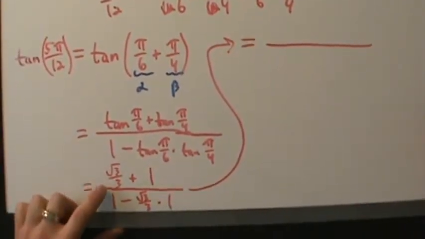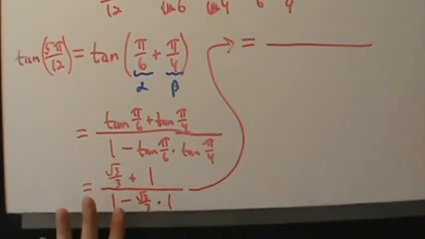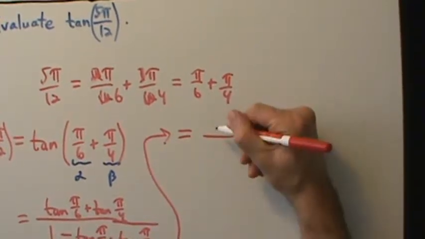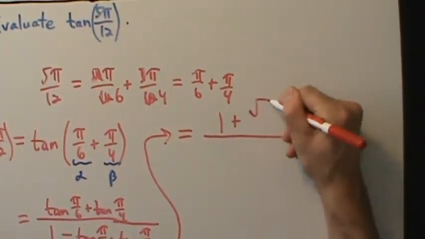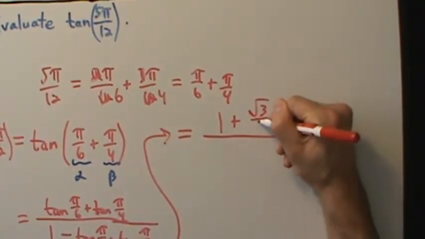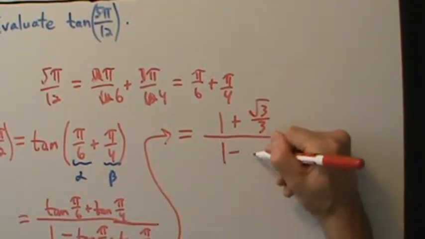So on the top we have root 3 over 3 plus 1. I'm going to flip those just to keep it consistent with what's on the bottom. Because on the bottom we have 1 minus root 3 over 3. So on the top let's have 1 plus root 3 over 3. So it'll look a little nicer. Not that it has to, but... So 1 plus root 3 over 3 on the top, and then on the bottom we have 1 minus root 3 over 3.